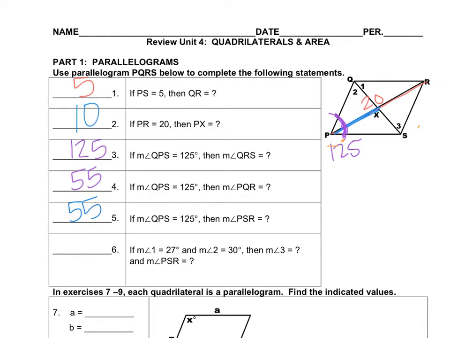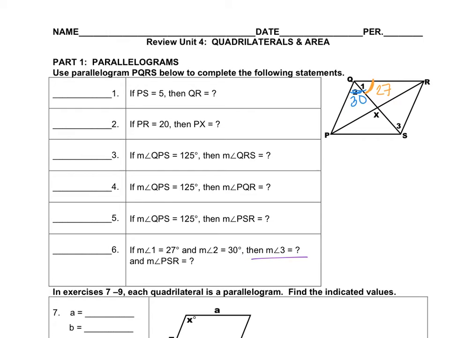Okay, and let's look at the next one, number 6. It says the measure of angle 1 is 27. So let's mark that, 27. And the measure of angle 2 is 30. This is kind of like a two-part question. First, I'll underline it in purple, the measure of angle 3. And then, I'll underline it in green, the measure of PSR.